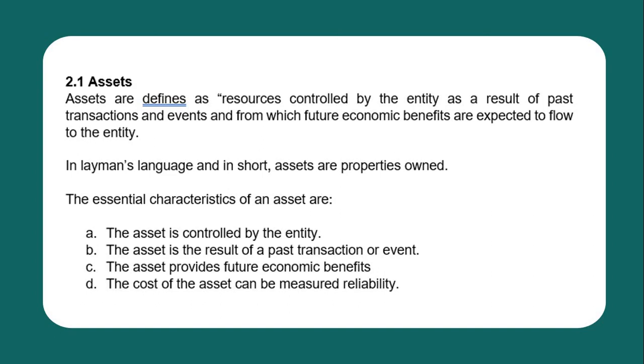So based on the definition, there are essential characteristics of an asset. These are: controlled by the entity, the result of a past transaction or event, provides future economic benefits, and the cost of the asset can be measured reliably. So if at least one of these is missing, then it should not be an asset.